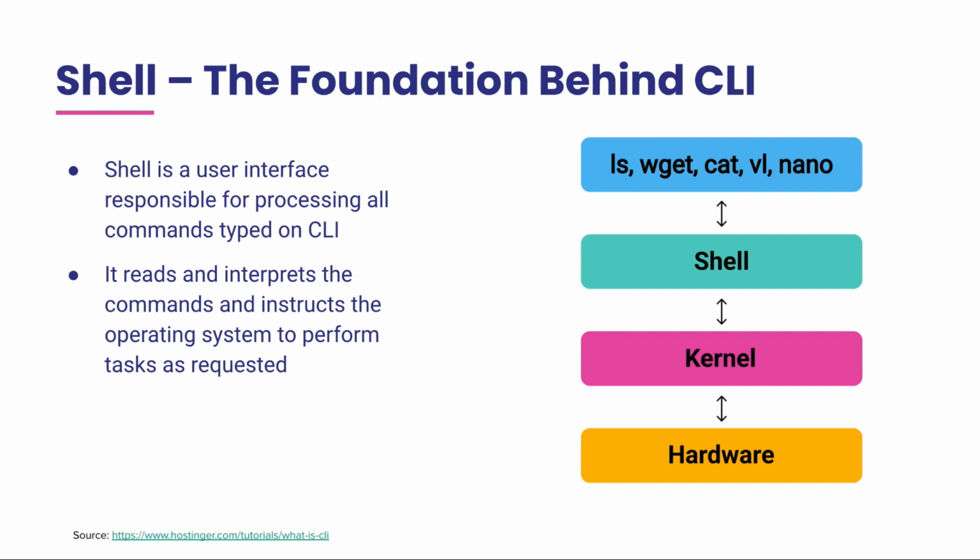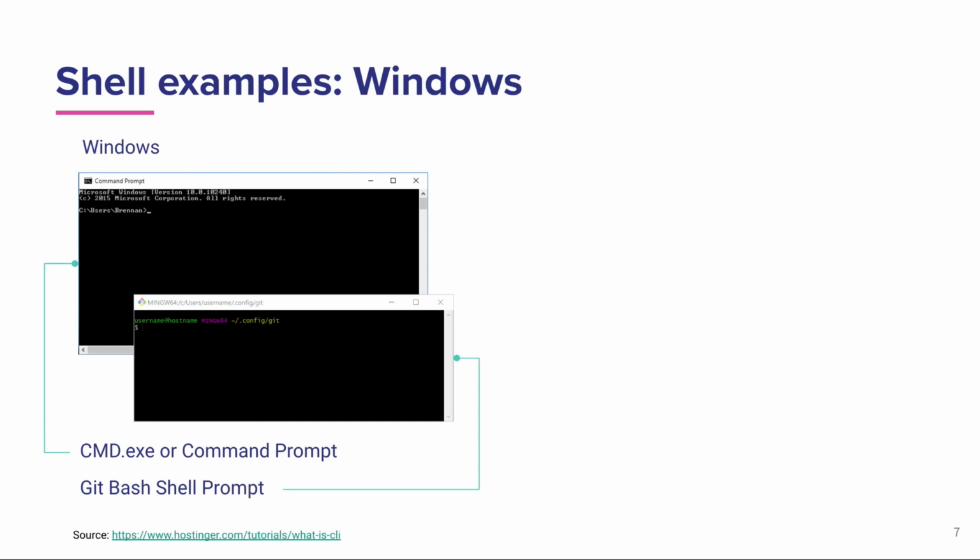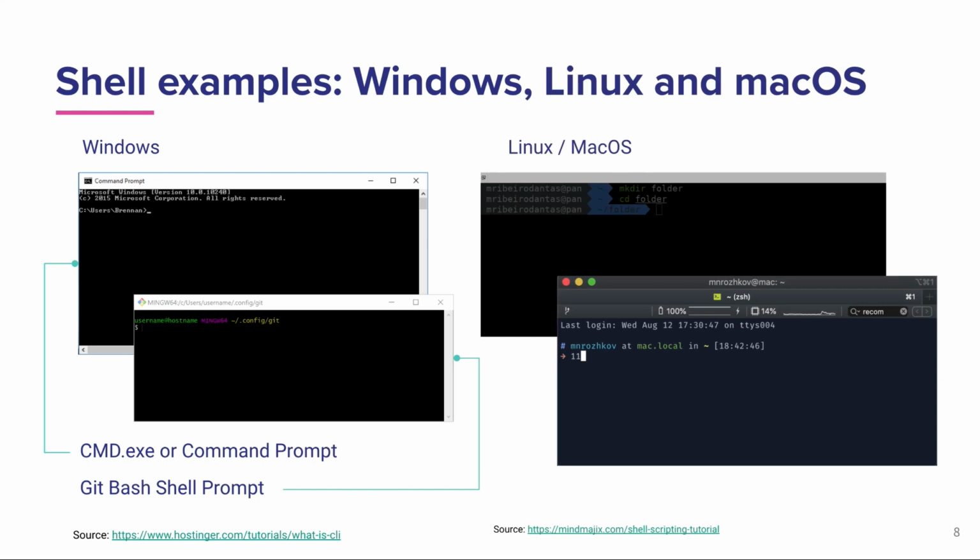Different operating systems have their own default shells for the CLI. For Windows users, the commonly used shell is cmd.exe, or command prompt. It provides a basic set of commands and functionalities for interacting with the system. On Linux and macOS, the default shell is often Bash. Bash is a powerful shell that offers extensive scripting capabilities.